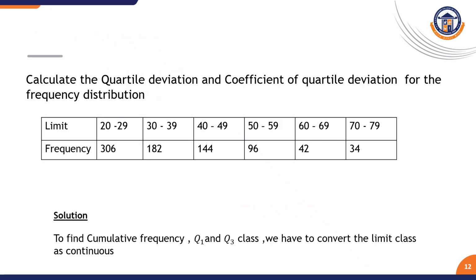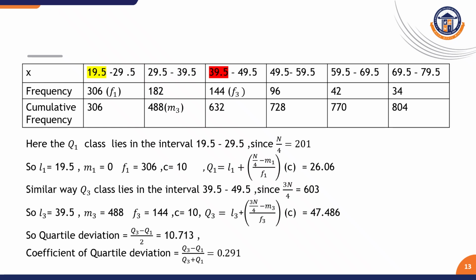Now let us see one example. That continuous case is given. We have to find the quartile deviation. In this case, we see that the first limit is 20 to 29 and the second limit is 30 to 39. So we have to make it a continuous case first. Then after that we can find the Q1 and Q3 classes. Then we can find the Q1 value and Q3 value, so that we will get the quartile deviation. Now we can make the distribution limits continuous by writing like this. Then the frequency, then as usual the cumulative frequency.